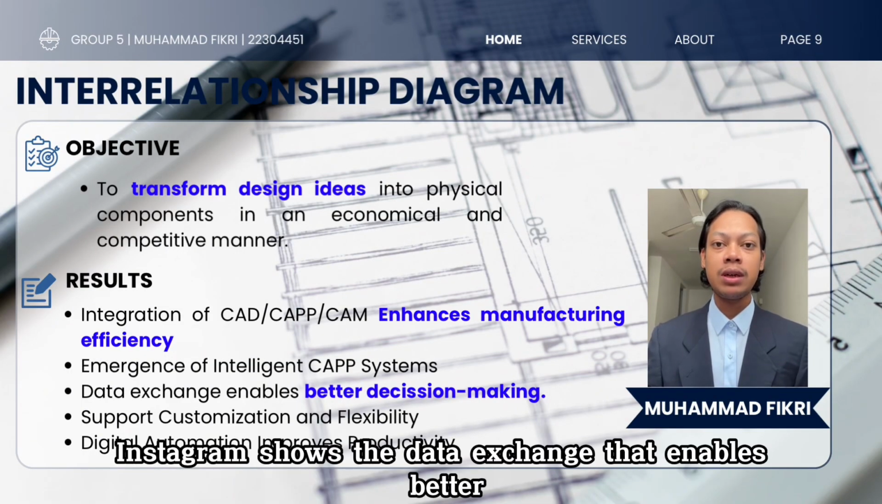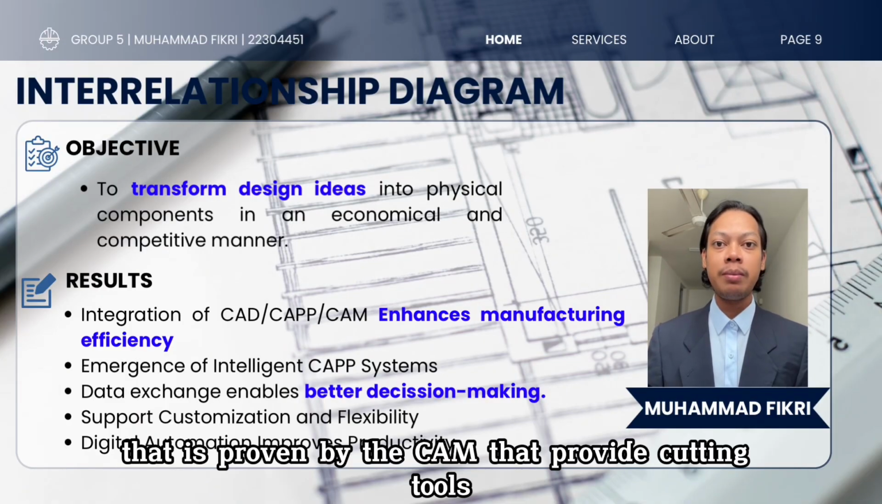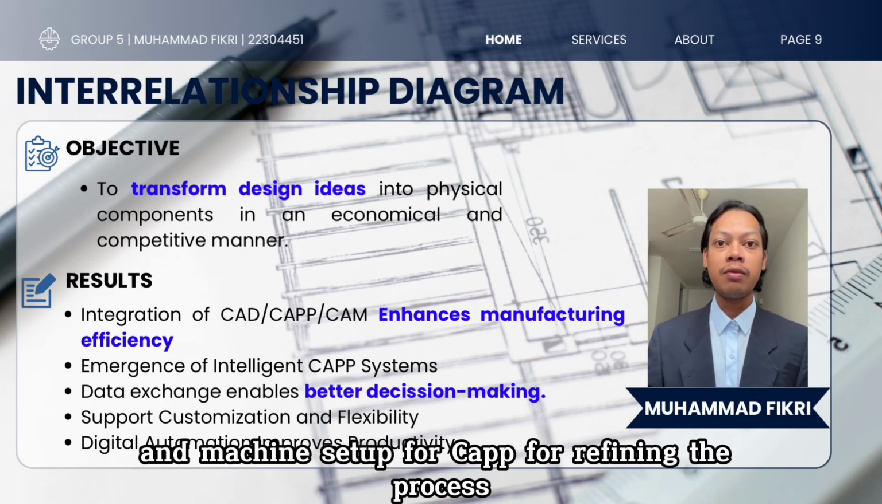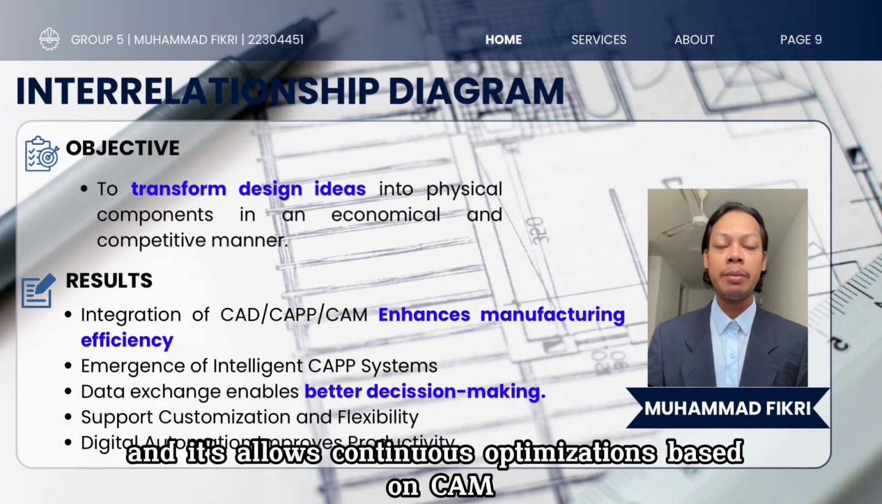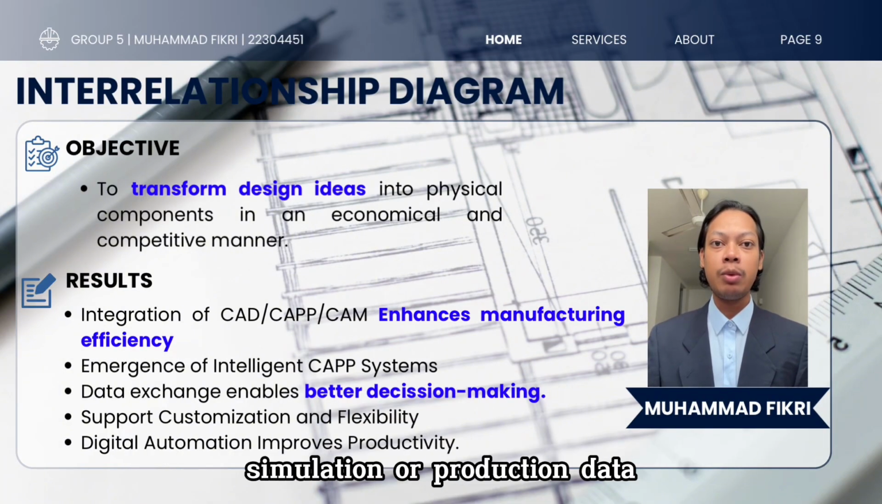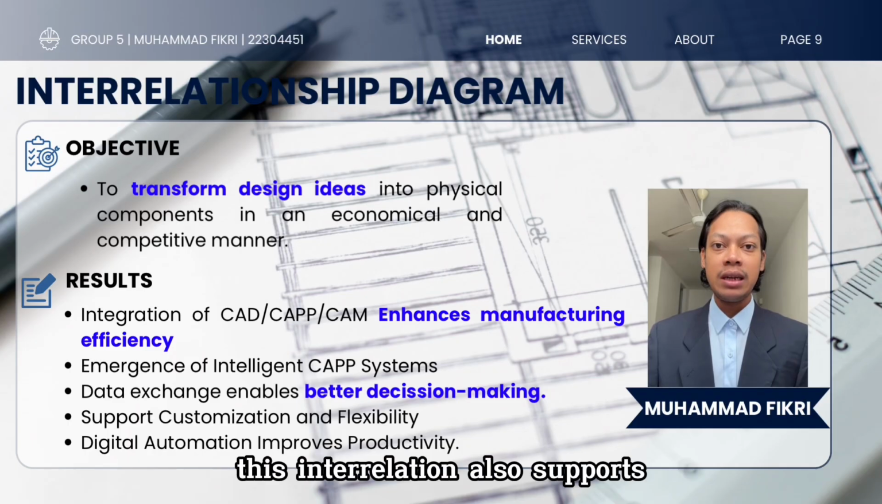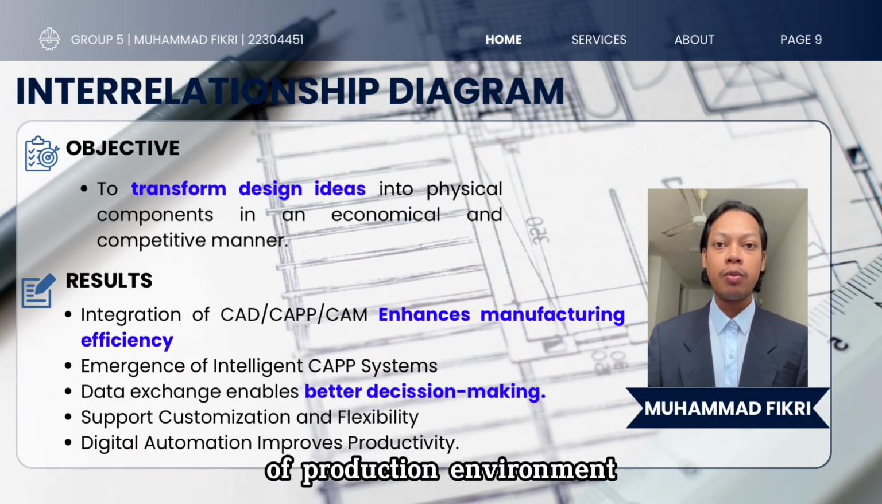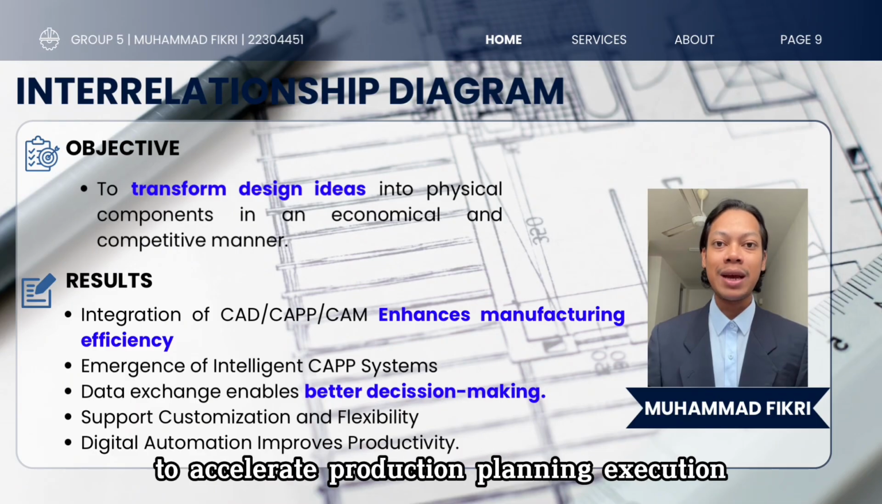This diagram shows the data exchange that enables better decision making, which is provided by the CAM that provides cutting tools, parameters, and machine setup for CAPP for refining the process, and it allows continuous optimization based on CAM, simulation, or production data. This interrelation also supports customization and flexibility of the production environment and the digital automation, which is proof that it improves productivity to accelerate production planning execution.